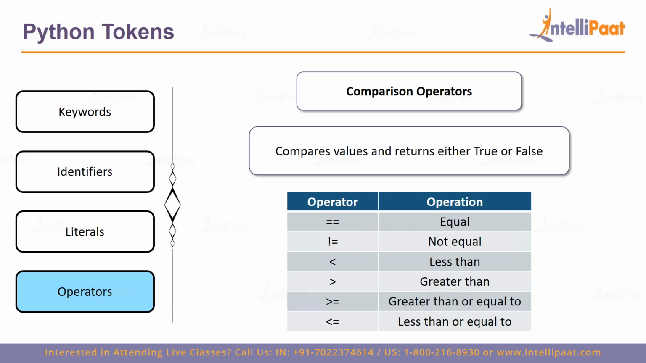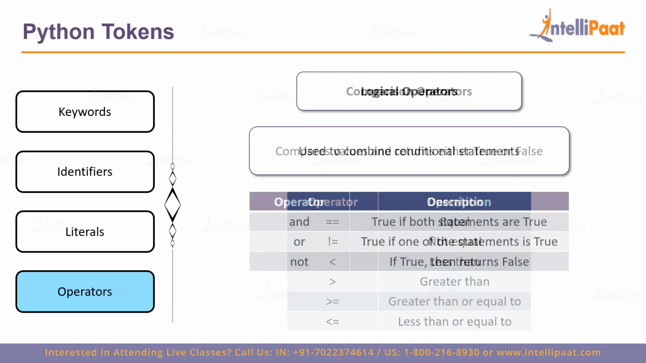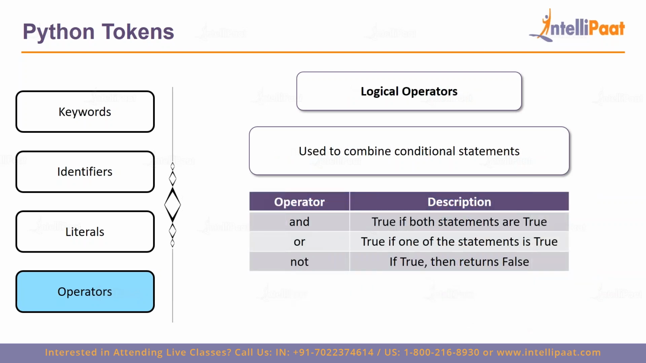Similarly, we have less than, greater than, less than or equal to, and greater than or equal to. Their names are quite easy to understand as well. They check whether or not one value is less than the other value, or whether it's greater. Then there are logical operators. Logical operators are used to combine conditional statements. So if I want to check whether or not some condition is true and the other condition is true as well, then I use and.